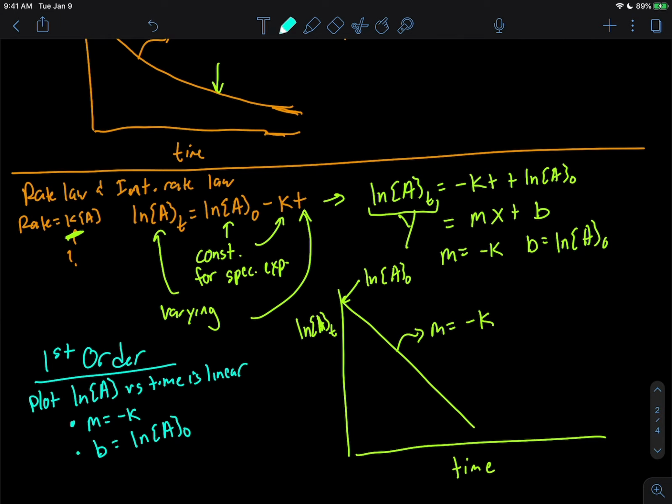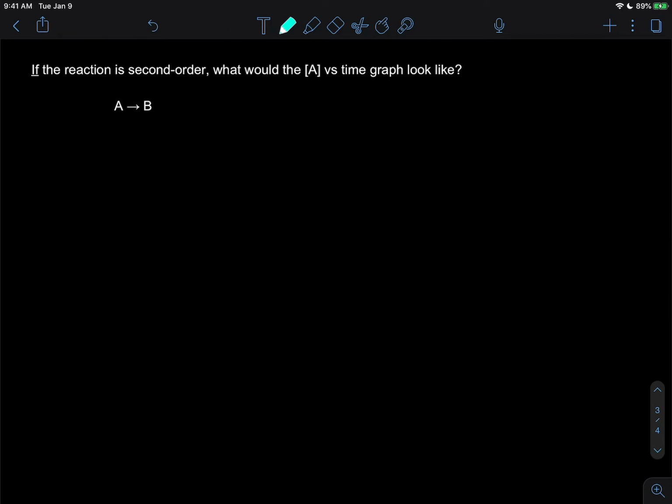So now we've done zero and first order. What happens if it's a second order reaction? What would the concentration of A versus time graph look like? Again, this is where rate equals k times the concentration of A squared. So our reactant concentration is going to affect our rate squared. The more our concentration decreases, the more our rate is affected.